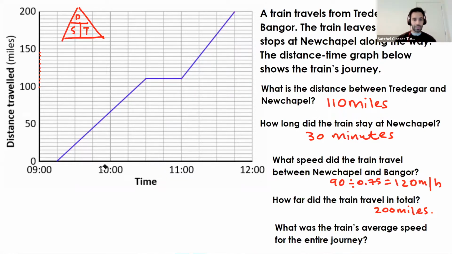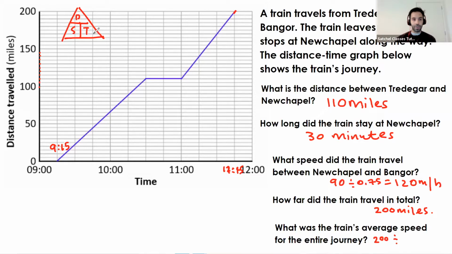Again, what we need to know is the total distance covered. Well, the total distance covered is 200 divided by the time taken. So we're starting our journey at 9:15, and we finish our journey at 11:45. So that is 2 hours and 30 minutes. So the time is 2 hours 30.